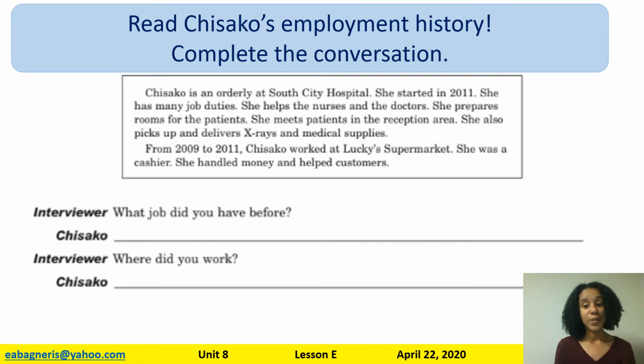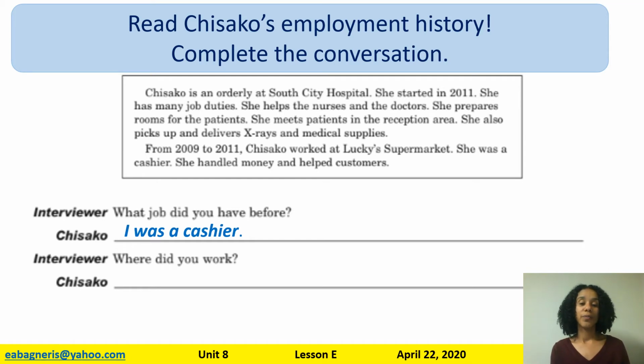Then the interviewer asks, "What job did you have before?" Remember before and after. Before means in the past, what job did you have? Okay, and Chisako, let's see, what job did she have before? "I was a cashier."